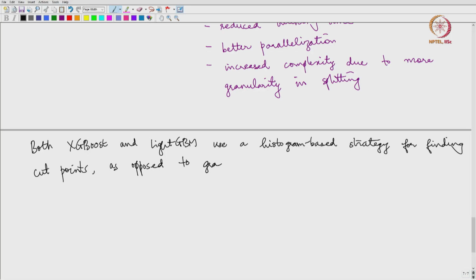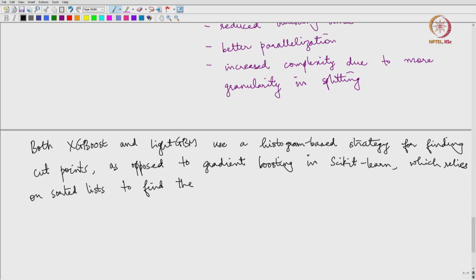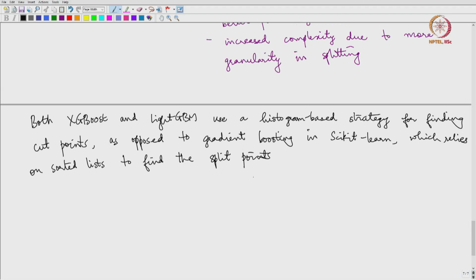to the simple gradient boosting in scikit-learn, which simply relies on sorted lists to find the split points, right. So, here you have sorted lists, you just look at what are the values that are possible for each of the variables in a sorted manner, whereas in LightGBM XGBoost you use a histogram based strategy, you do see how frequently the points are appearing and so on.